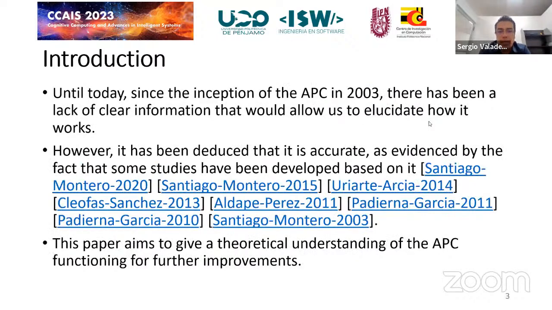Until now, since 2003, there has been a lack of clear information that would allow us to elucidate how it works. However, it has been deduced that it is accurate, as evidenced by the fact that some students have developed it, such that reference in the screen. This paper aims to give a theoretical understanding of this algorithm for future improvements.